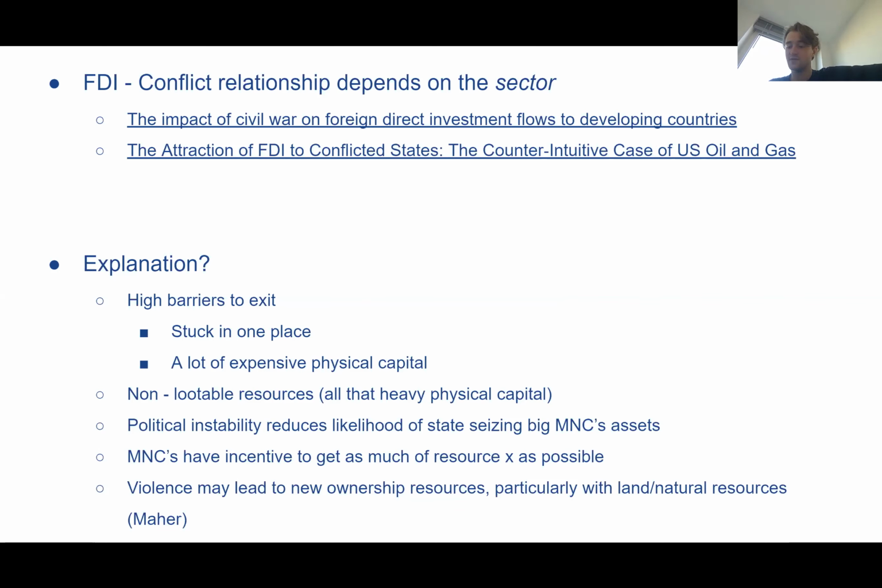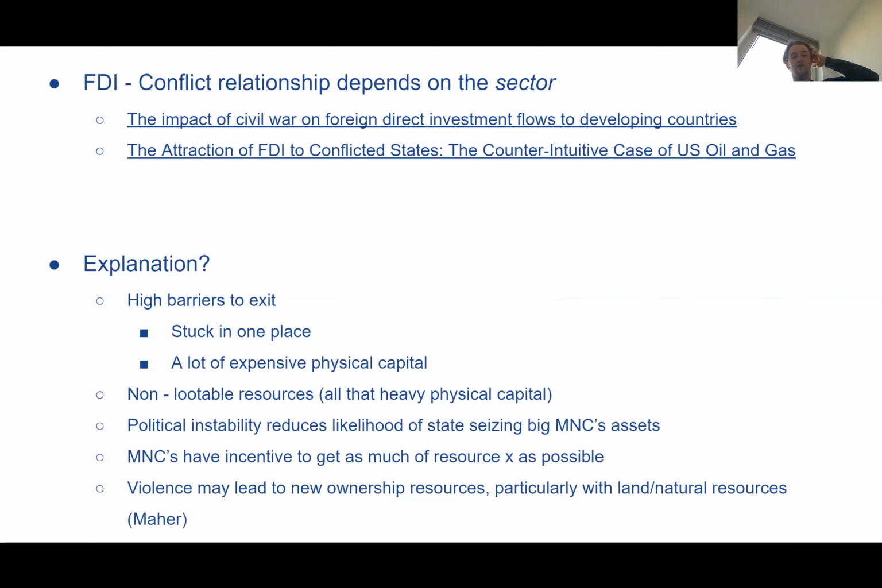The second one as well, I want to just highlight, is interesting. It found that civil war and terrorism risks are positively associated with US investment in oil and gas, in US FDI in oil and gas. So it's clear that in the primary sector, FDI can still occur during times of conflict.